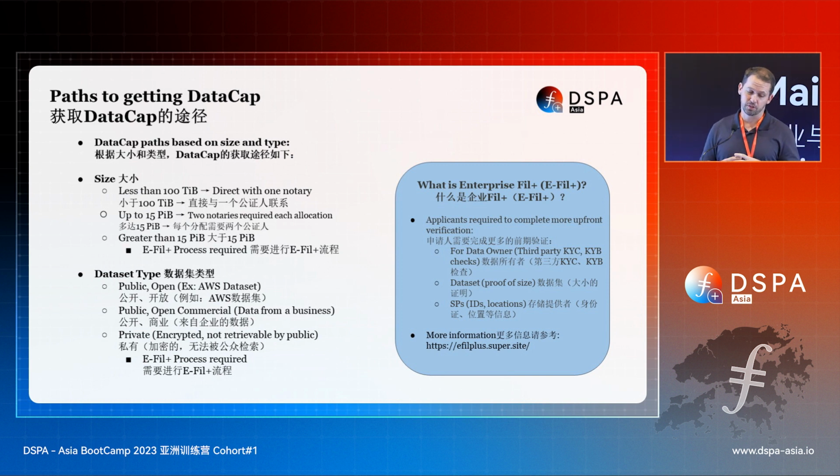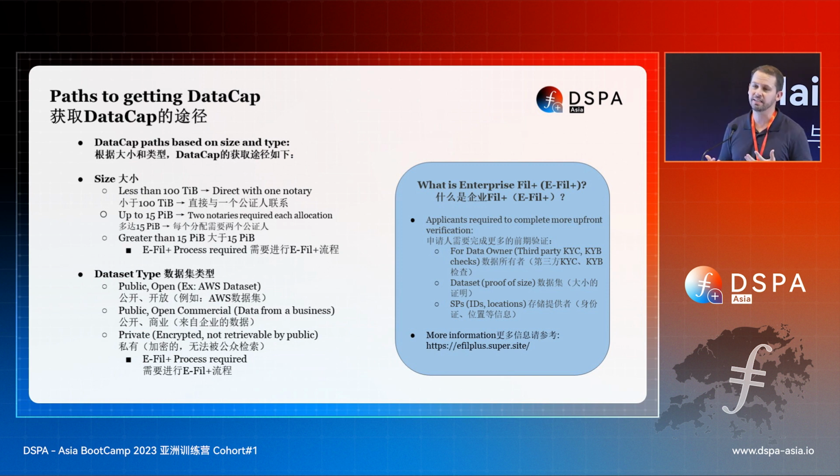Then if you have a much larger data set, up to 15 petabytes, this used to be 5, but now it's been increased. This requires 2 notaries for each allocation. And now we have just recently a newer process, and actually this program is using a very large data set and many copies to be stored, which is over, where's Alan? I think it's 100 petabytes. And this requires the E-FIL process. So this was a process we created last year that I helped lead. And on the right, you can see some details.